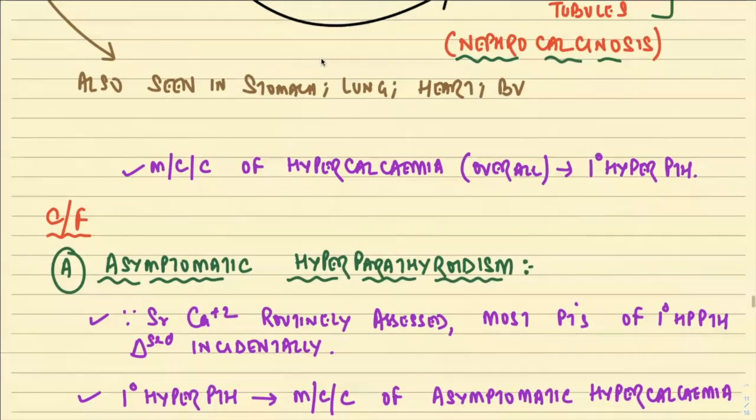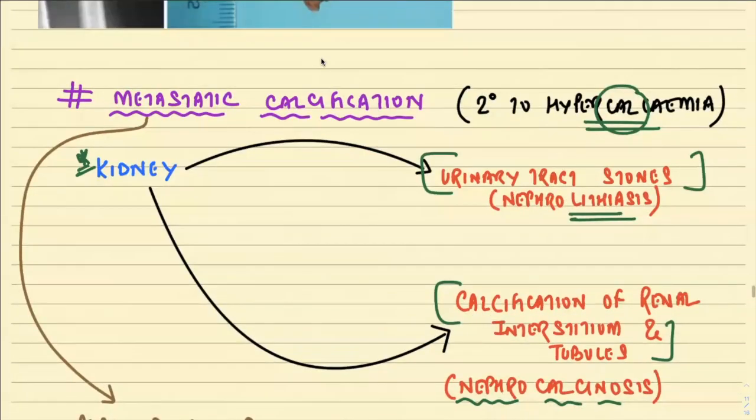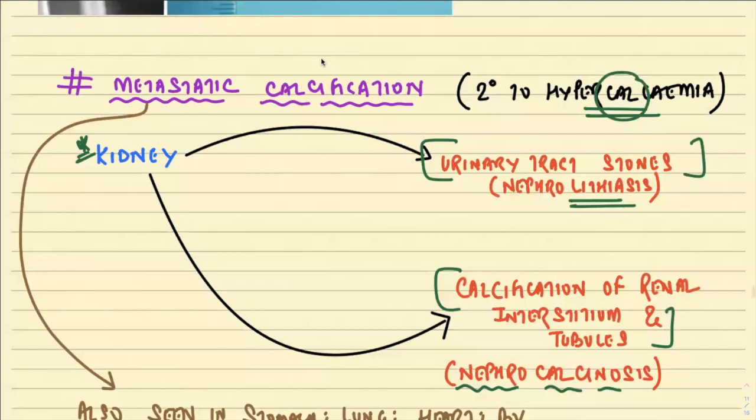Okay. Now, this metastatic calcification. Now, you tell me, what are the two types of calcification that we have read? Yes, can you tell me? Metastatic, dystrophic. Okay, now why is it called metastatic calcification? Why am I using the term metastatic calcification over here? Sir, because there is a disturbance in the serum calcium levels.